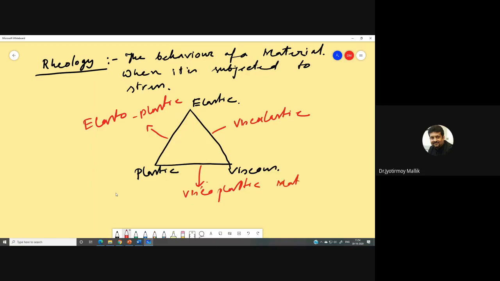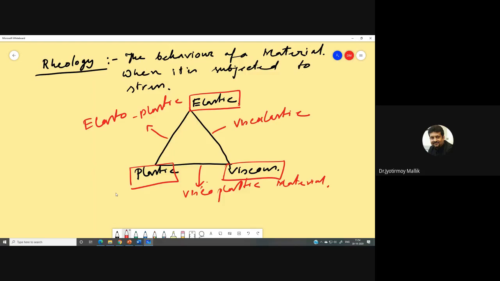Material. Okay? Elastoplastic, viscoelastic, and viscoplastic. But what a plastic material is, what a viscous material is, we will discuss in detail later on in the next semester. But for the time being, remember, we are only interested in the elastic rheology. Okay, and how elastic rheology is defined.